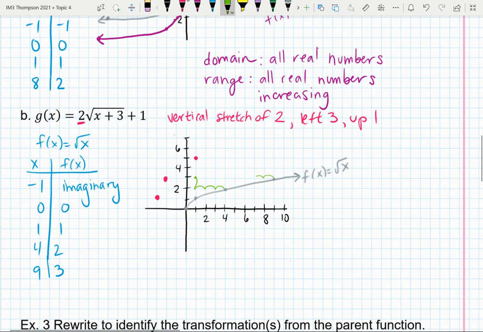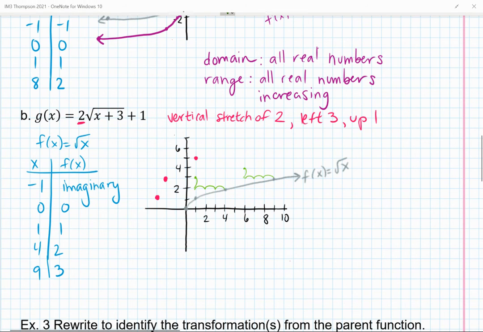And then 9, 3, I go left, 1, 2, 3, and then up 1. The distance here from my initial point to this point was up 3, right? I want to double that. I want to stretch it to 6. So from here, I've got to go up 6. 1, 2, 3, 4, 5, 6. Oops, wrong color.